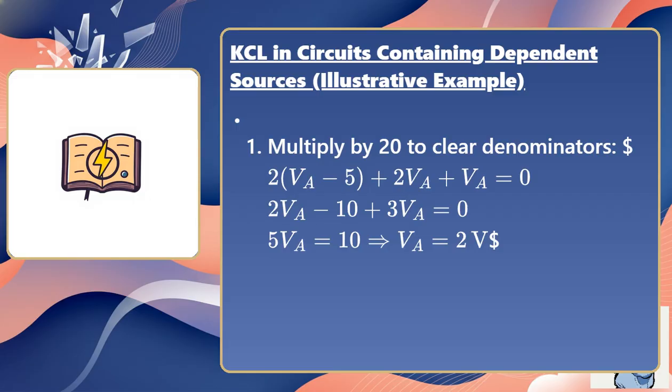2 times (V_A minus 5) plus 2 V_A plus V_A equals 0. That expands to 2 V_A minus 10 plus 3 V_A equals 0. So 5 V_A equals 10, therefore V_A equals 2 volts.